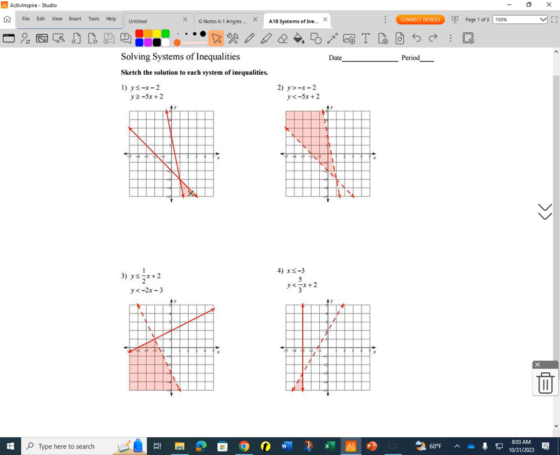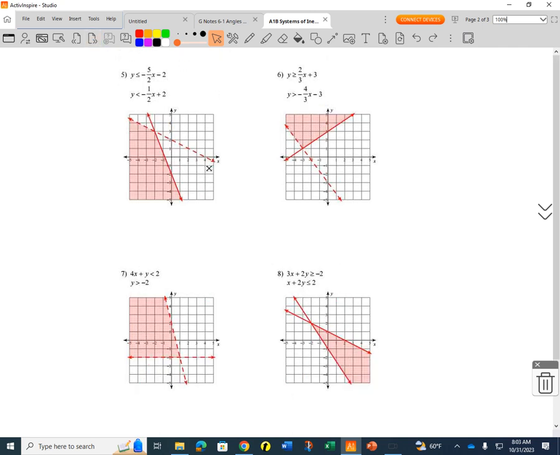And this is the part that should be darkened. Yours should have shading here and here, but the part that's shaded here should be the part that's darkened on your graph. So all of these are already solved for y, so they were pretty straightforward. You did not have to isolate y before you graphed in any of these. Here are the answers for the next four.